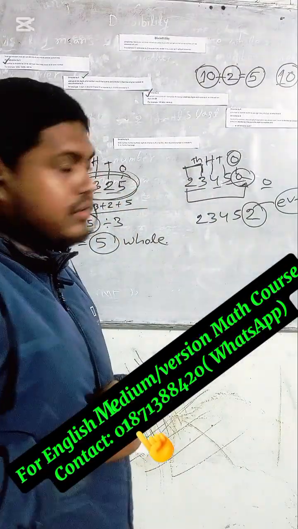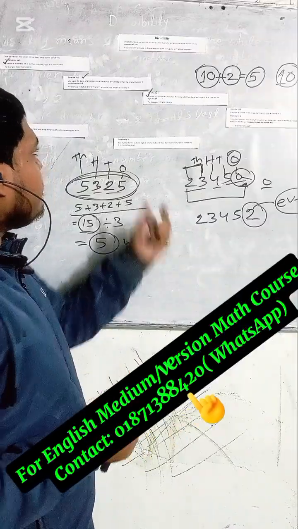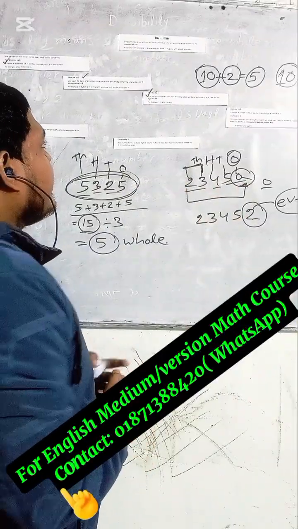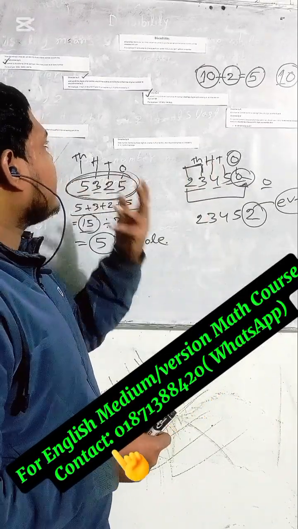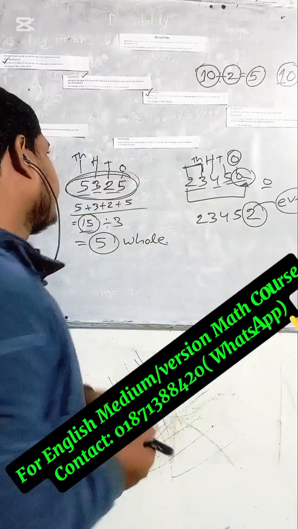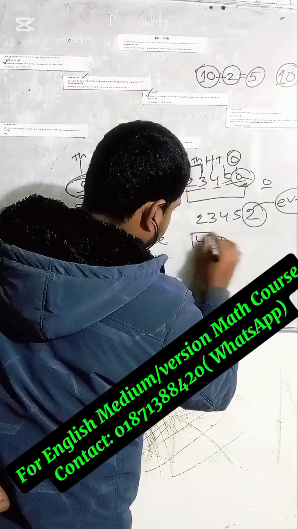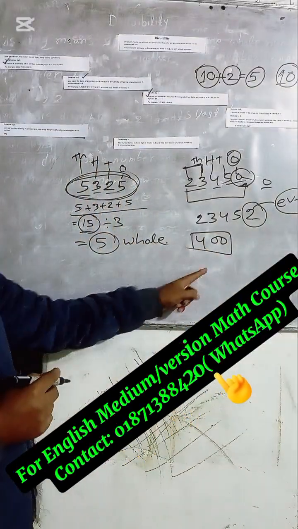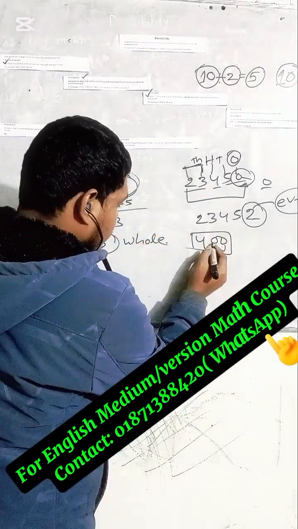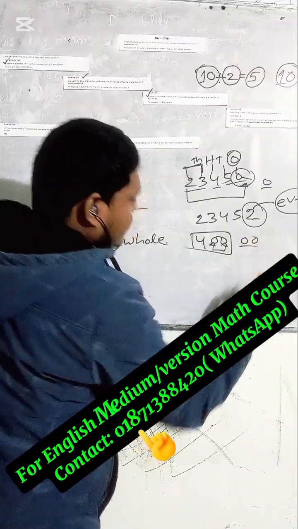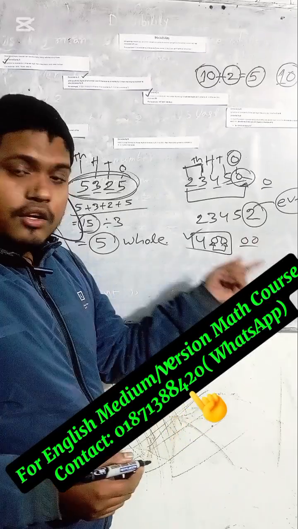divisible by 4. A number is divisible by 4 if the number formed by its last two digits is divisible by 4, or if the last two digits are double zero. For example, 400. The number is 400. We have to look at the last two digits. So the last two digits are double zero. If the last two digits are double zero, the number is divisible by 4.